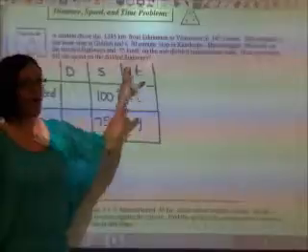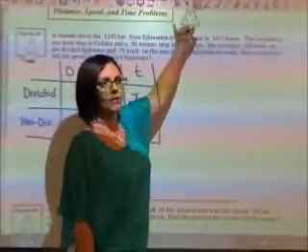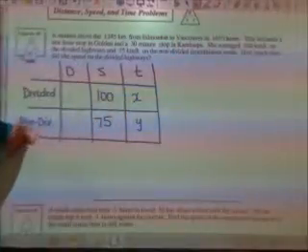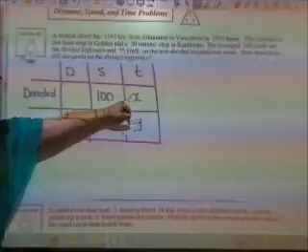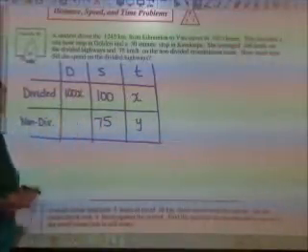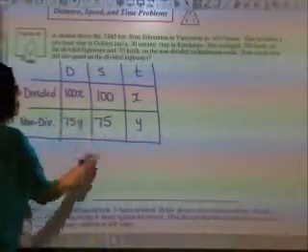Again, if I go back to that formula, if I'm trying to find distance and I cover it up, what do I do? Multiply speed and time. So if I multiply speed and time, in my first row I would get 100x, and in the second row I get 75y.